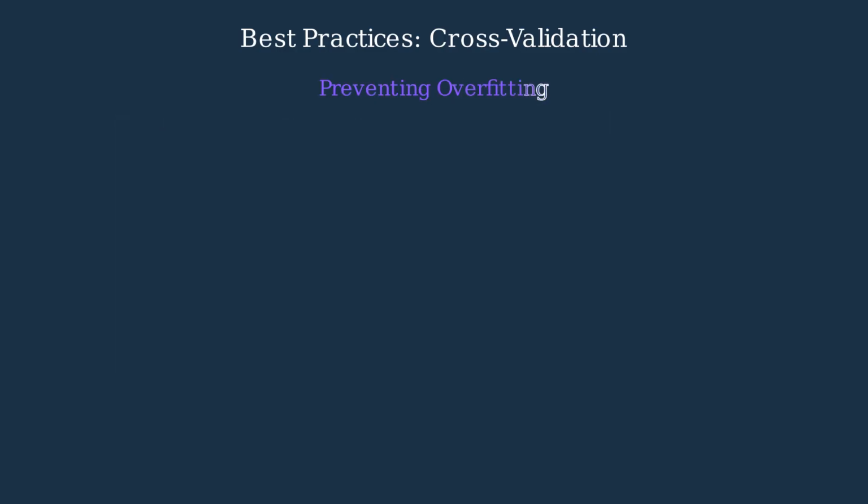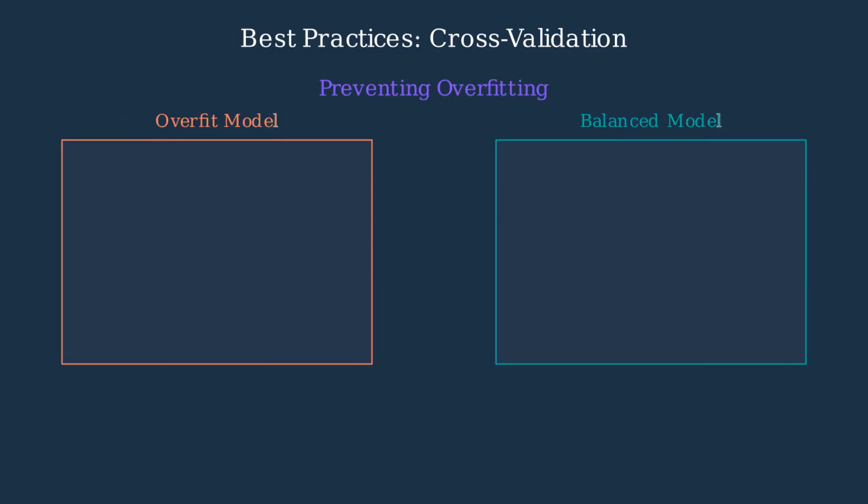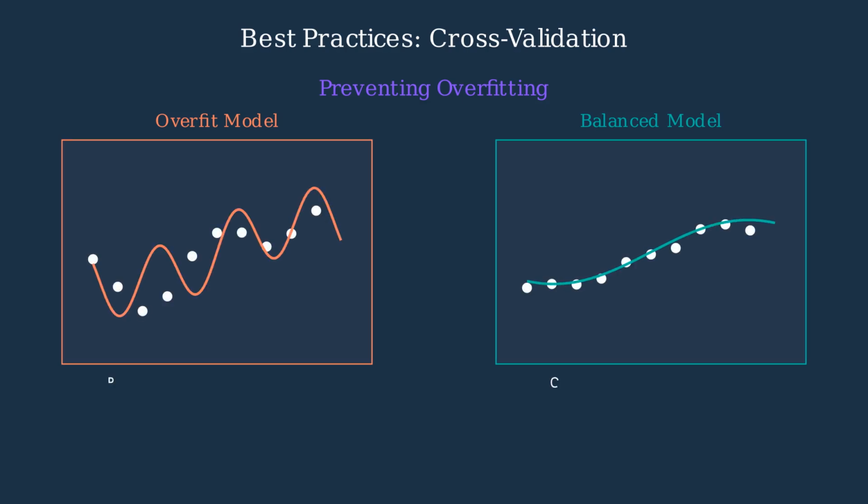Cross-validation plays a crucial role in preventing overfitting, which occurs when a model performs well on training data but poorly on new data. On the left, we see an overfit model that follows the training data too closely. On the right, a balanced model that will generalize better to new data.